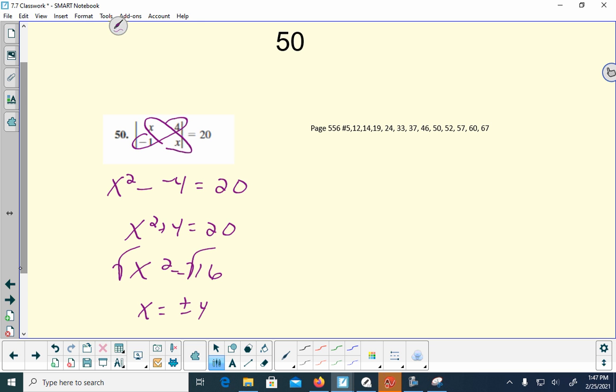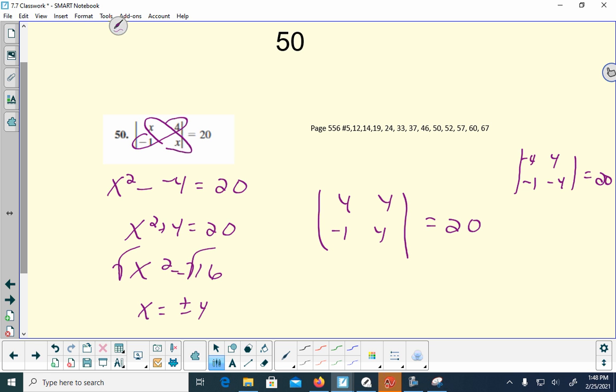And if I wanted to check it, I could put in 4. I could do 4, 4, negative 1, 4, and see if I get 20. Or I could do, actually it's negative 4, 4, negative 1, negative 4, and see if I get 20.